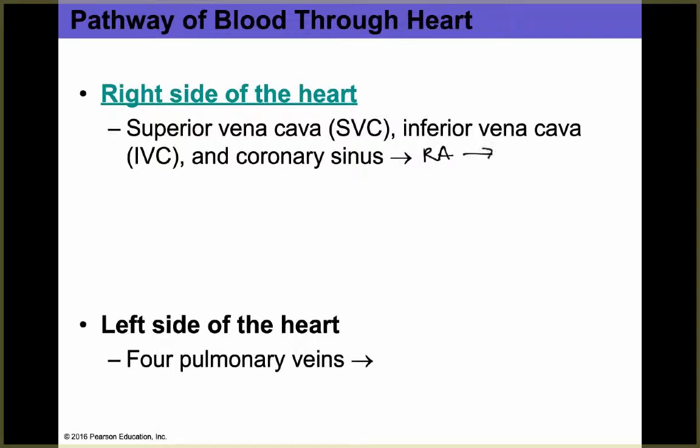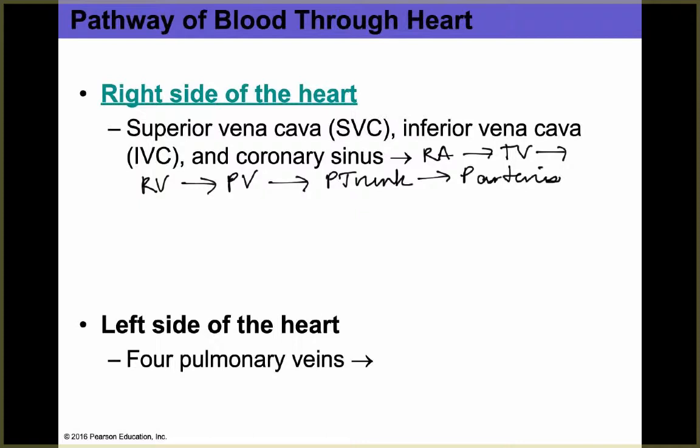I'm doing all shorthand for this. Through the right atrium, it's going to go into the bottom half of the heart, but it's going to do that through the tricuspid valve. Once it goes through the tricuspid valve, it will be in the right ventricle. Through the right ventricle, it's going to pump and push blood out of the heart through the pulmonary valve. Now through there, we're going to go through the pulmonary trunk and then the pulmonary arteries.